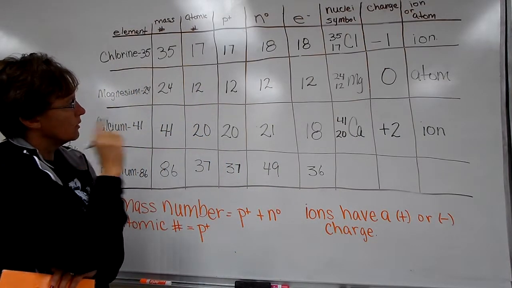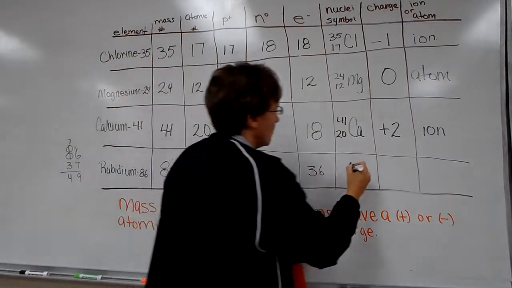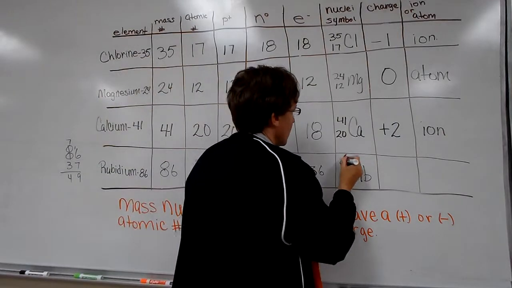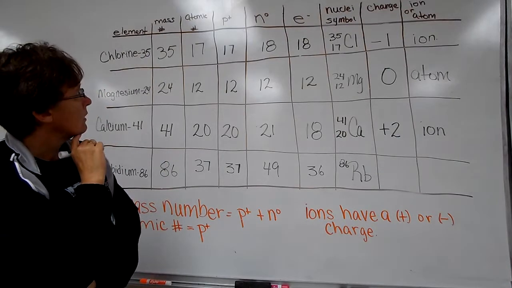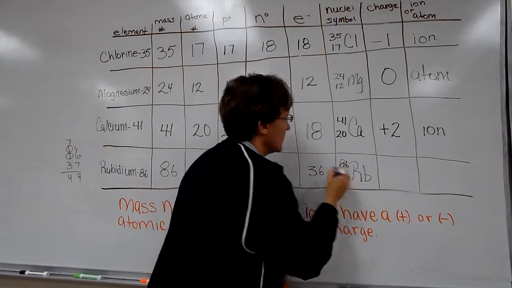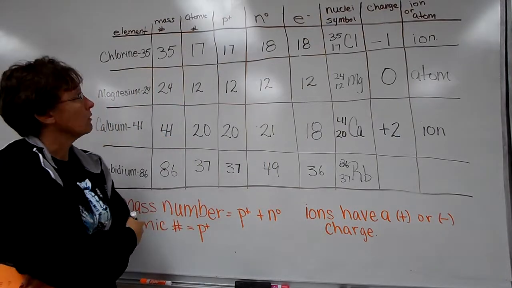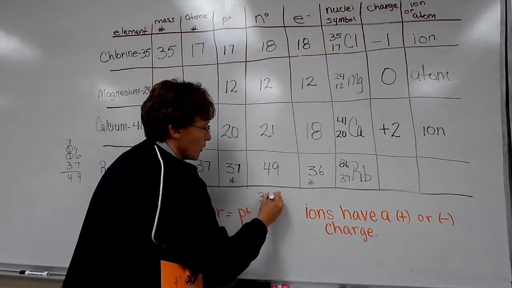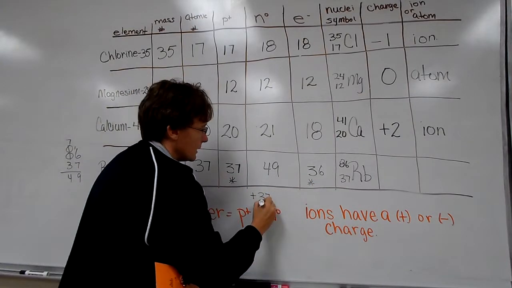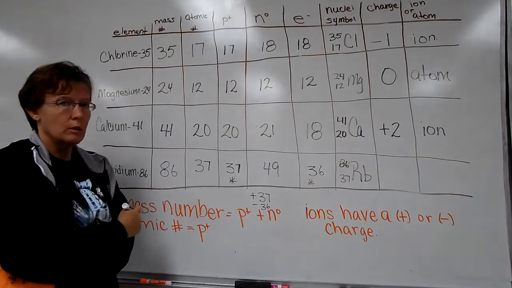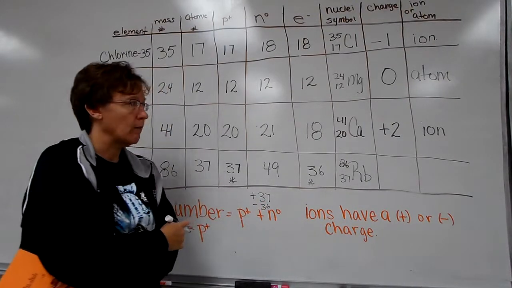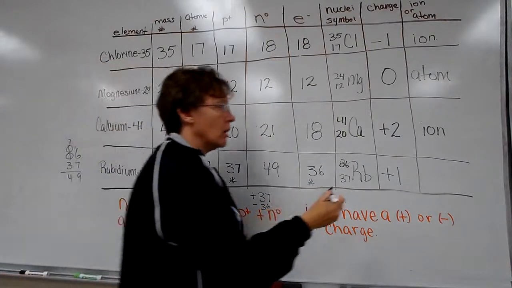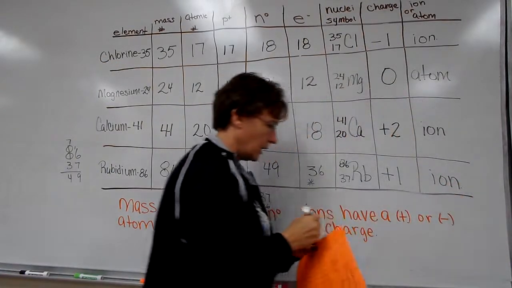Now we can do the nuclei symbol. That would be Rb, the symbol for rubidium. With what on top? Mass number on top, 86. And what goes on the bottom? The atomic number, right? Atomic number goes on the bottom, 37. Now we need to figure out the charge. So we've got to compare our number of protons with our number of electrons. We have 37 protons for a plus 37, 36 electrons for a minus 36. So we've got 1 more positive than we have negative, so our charge is going to be +1. Okay? So since it's got a charge, this is going to be an ion.